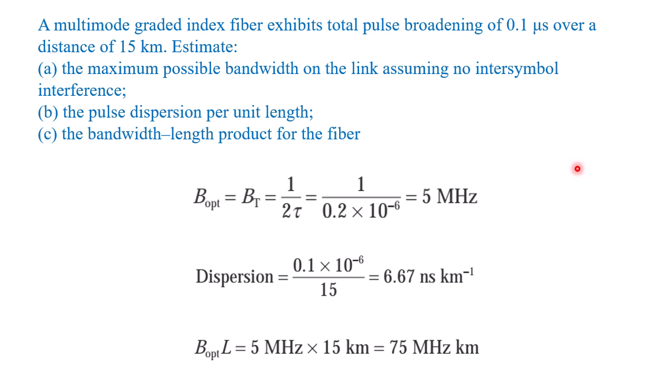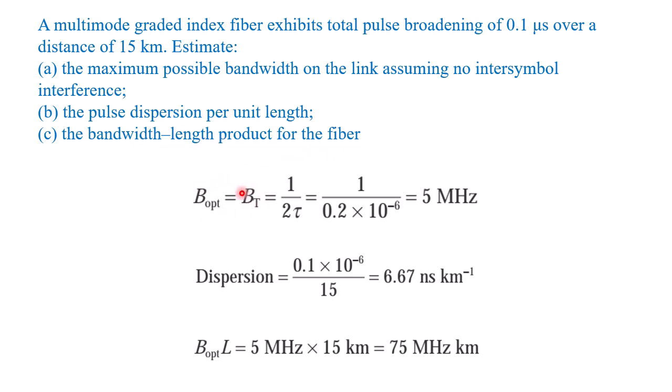Consider a numerical problem. A multimode graded index fiber exhibits total pulse broadening of 1 microsecond over a distance of 15 km. Estimate the maximum possible bandwidth on the link assuming no ISI. Second question is the pulse dispersion per unit length we have to determine. And third question, the bandwidth length product for the fiber.